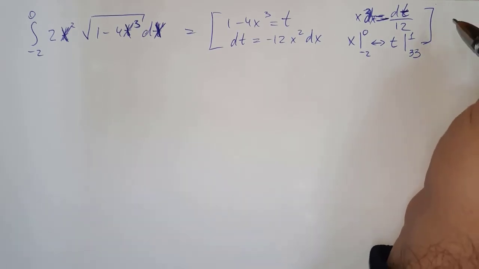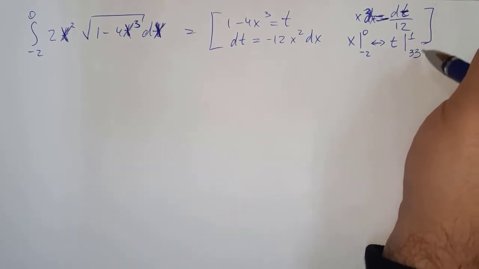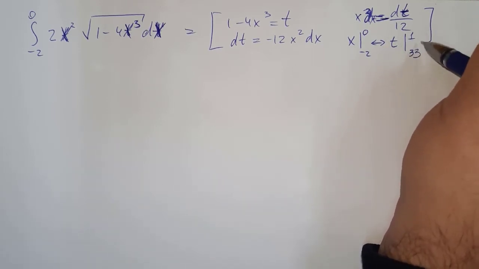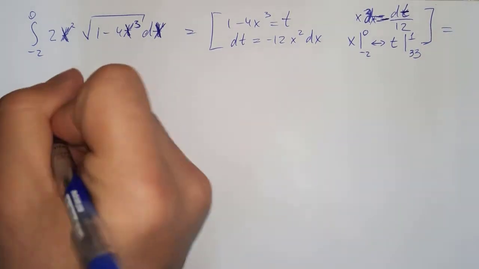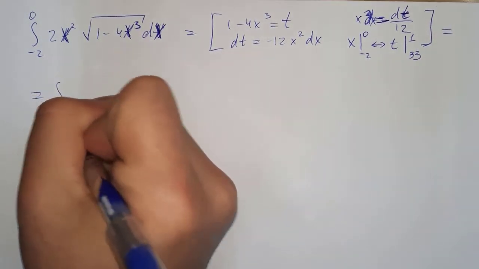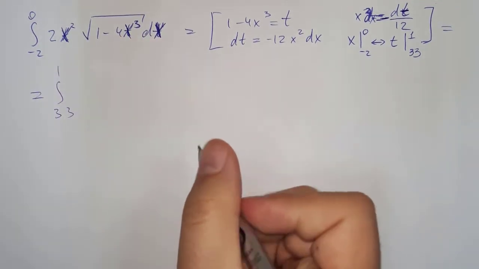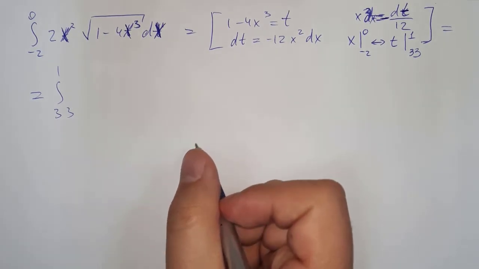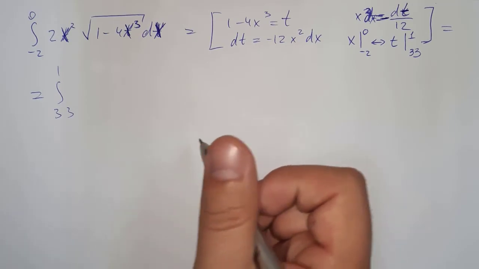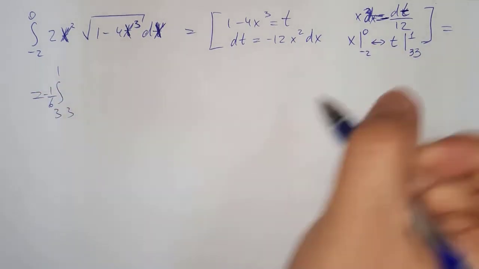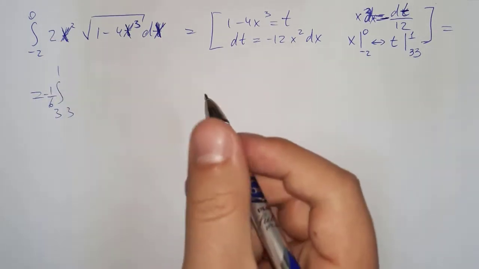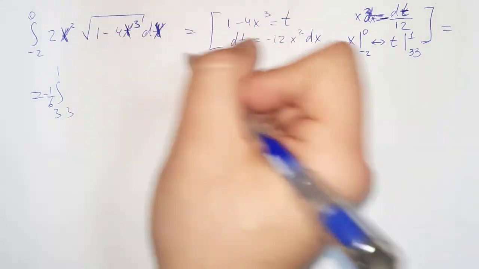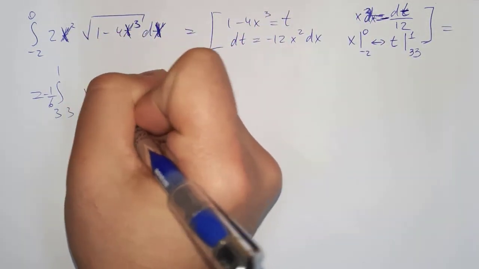Now our t changed between 33 and 1. But we can change our limits, yeah? So now we have 33, 1. And here we have x squared. It is like minus 1 over 6, because 12, and we have 2 here. So minus 1 over 6, and they give us dt. But this one is square root of t, dt.